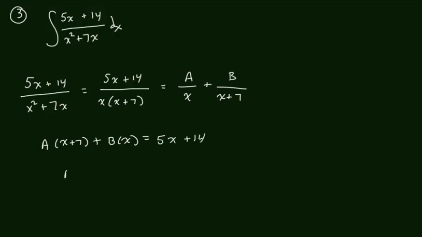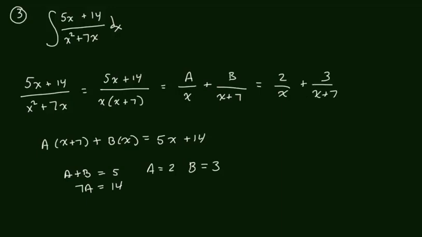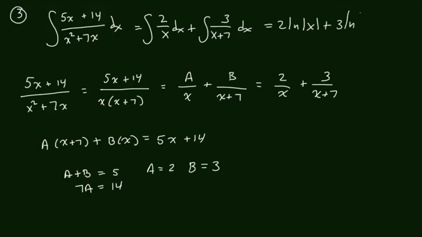That tells me that a plus b has to equal 5, and it tells me that 7a has to equal 14. Nice and easy one. A is equal to 2, b is equal to 3. Decomposition, 2 over x plus 3 over x plus 7, and our integration, 2 over x dx plus 3 over x plus 7 dx, 2 natural log x plus 3 natural log x plus 7 plus c.